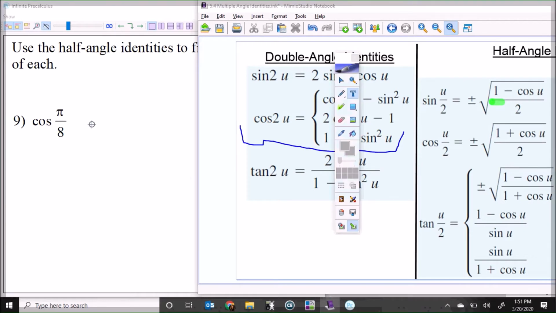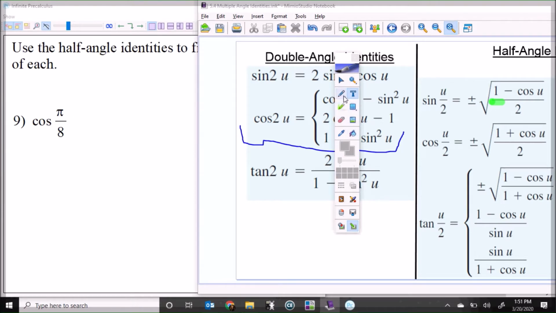Alright, so cosine of pi over 8. Well, we want to use our unit circle. Well, to use my unit circle, I need to have something that's on my unit circle, and pi over 8 is not on my unit circle. However, I can use this right here and my half angle and say, well, what divided by 2 would make pi over 8? Well, remember, if I'm saying something divided by 2 equals this, I'm really multiplying this by 2.